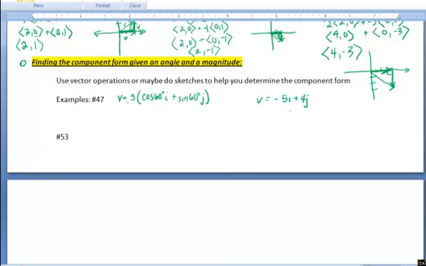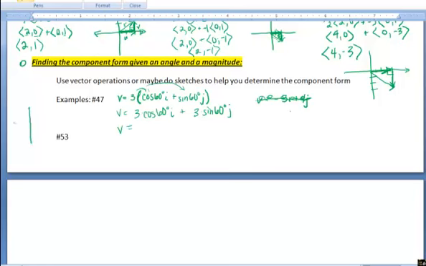So number 47 gives us this, and what we're trying to do is get the component form of this. So let's go ahead and distribute this like we're used to. So we have v is equal to 3 times cosine of 60 degrees times i plus 3 times sine of 60 degrees times j. So now cosine of 60 is just a number.